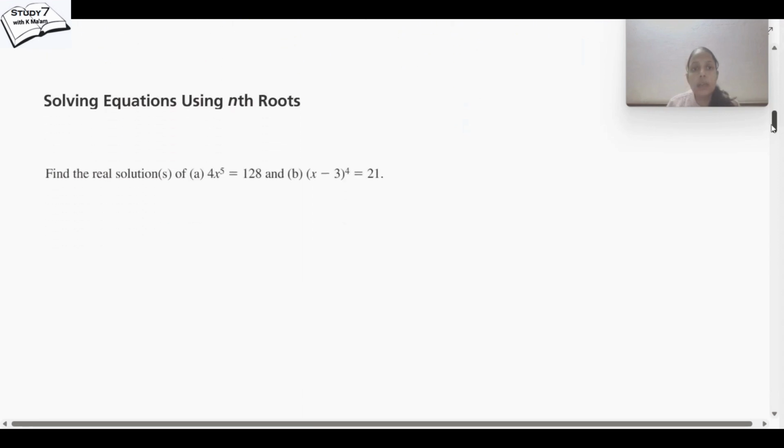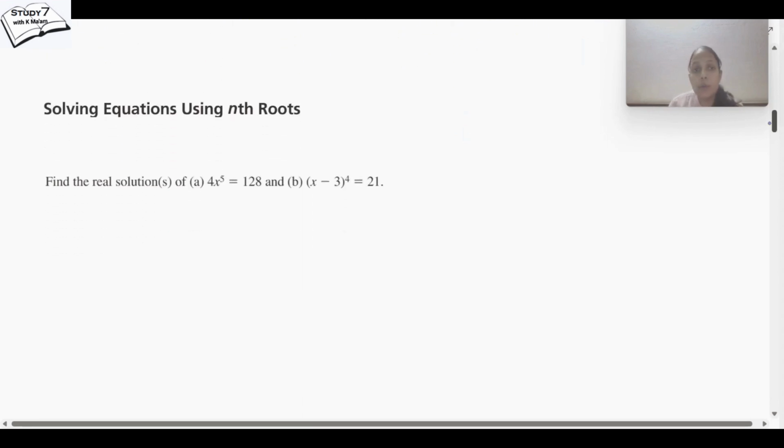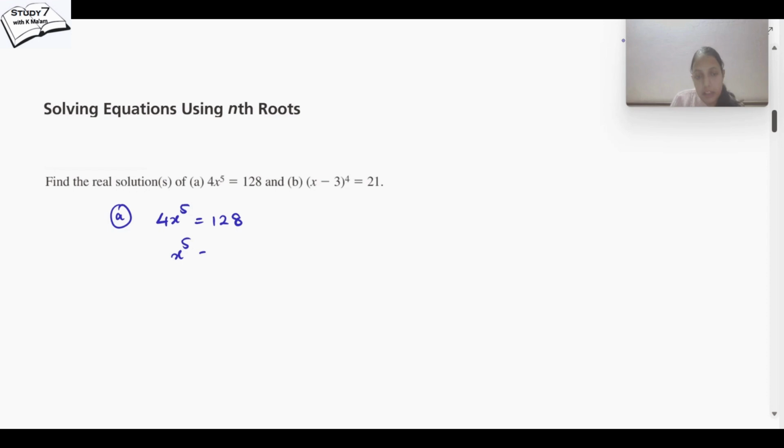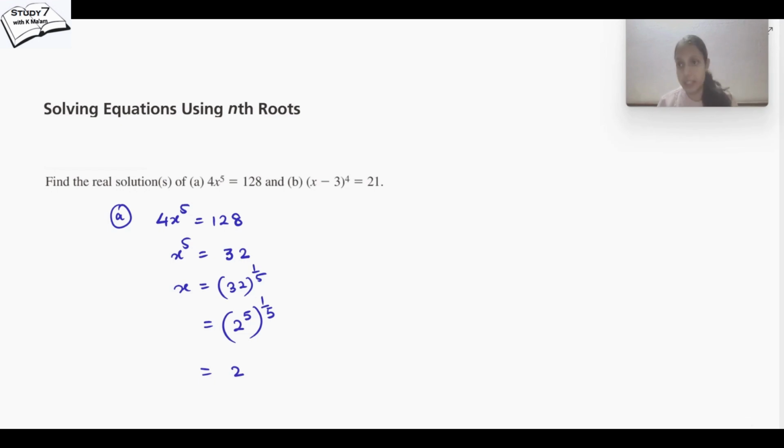Next, solve the equation using nth root. We have to use nth root. First, the A part: 4x power 5 is equal to 128. I divide by 4 on both sides. 4 3s are 12, 4 2s are 8. X power 5 is 32. Taking both sides power 1 by 5. What is 32? 32 is 2 power 5, to the whole power 1 by 5. 5 and 5 cancel, 2 is left. Okay, so the answer is 2 in this case.